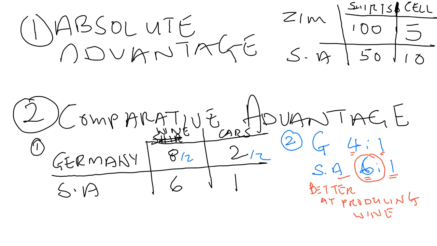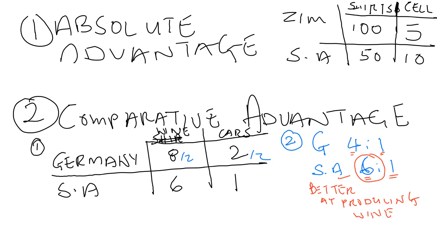Absolutely. For every car they produce, they only miss out on 4 barrels, which means that there's less time spent on wine. But on the other hand, when it comes to South Africa, for every car that they produce, they lose out on 6. So it's really about the opportunity cost here as well, which Jesse's putting across.